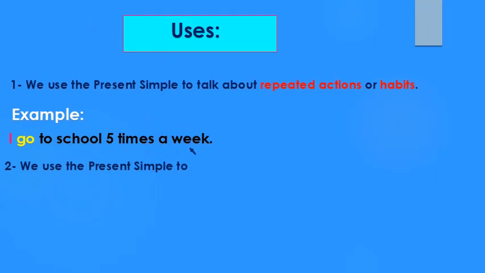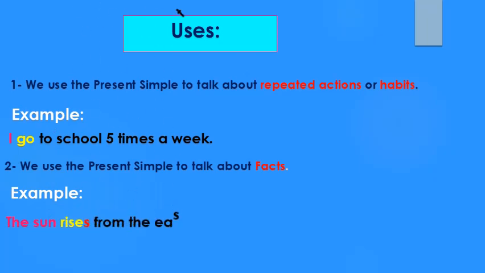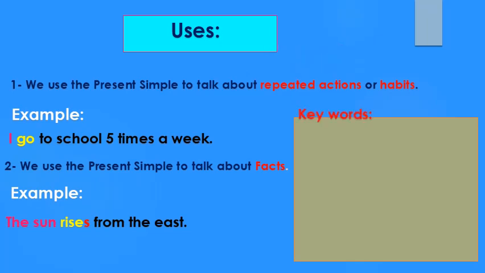Number 2. We use the present simple to talk about facts. Here we have an example. The sun rises from the east. So here we add s to the verb. Why? Because the subject is singular, because sun is singular.